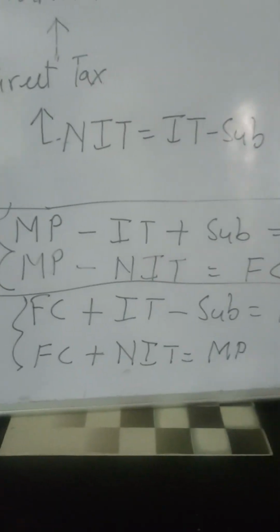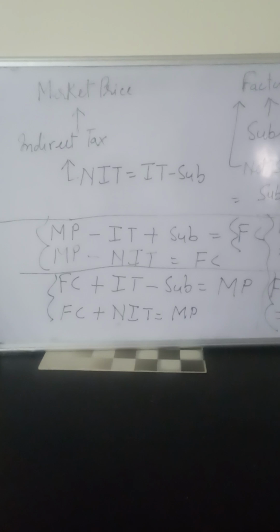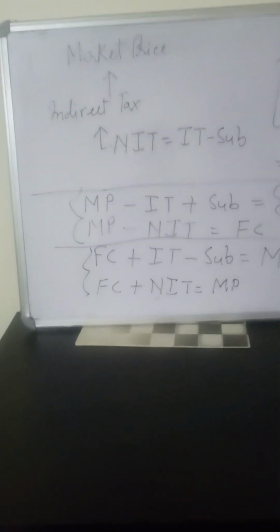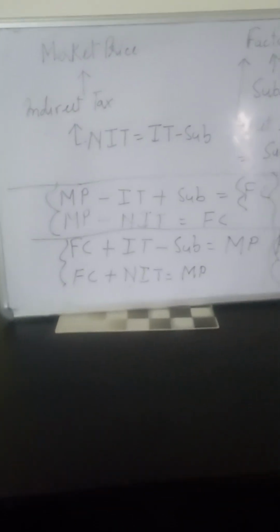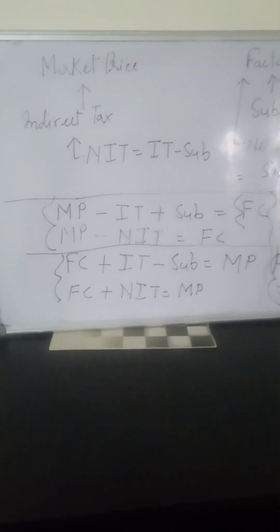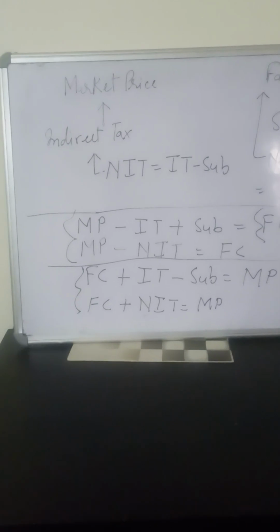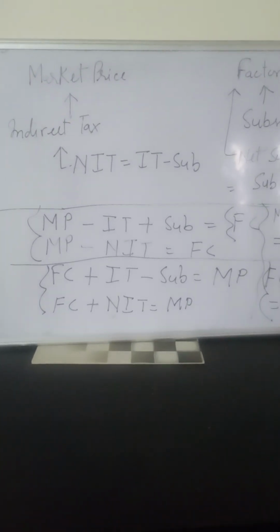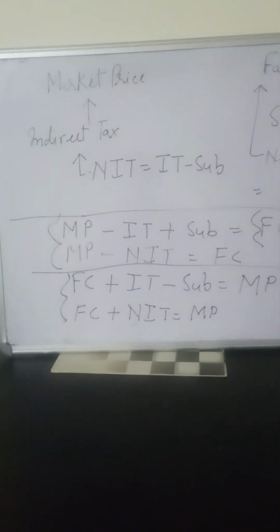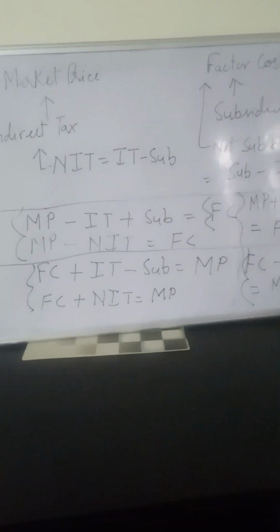How to convert market price into factor cost? You can see, market price minus IT plus subsidies is equal to factor cost, right? In the same way, MP minus NIT, because NIT and IT both are included in market price, and subsidies and net subsidies both are included in the factor cost. So by subtracting IT and adding subsidies to MP, we can convert market price into factor cost. MP minus NIT or MP minus IT plus subsidies, both are the same thing.